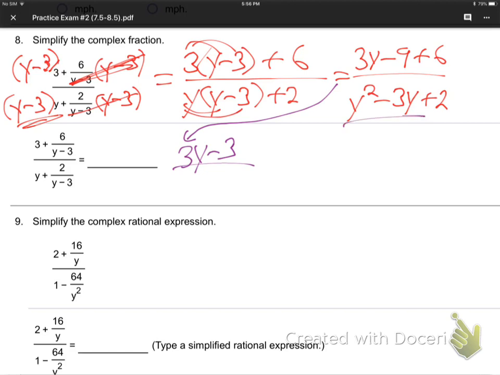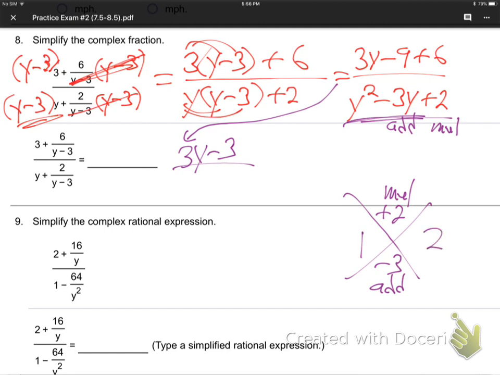The bottom, this will factor. We're looking for two numbers that multiply to be 2 and add to be minus 3. What multiplies to be 2 and adds to be minus 3? 1 times 2, if they're both negative, they'll add to be negative 3, and two negatives multiply to be positive. So it's y minus 1, y minus 2.